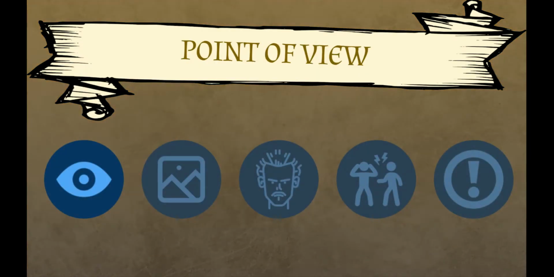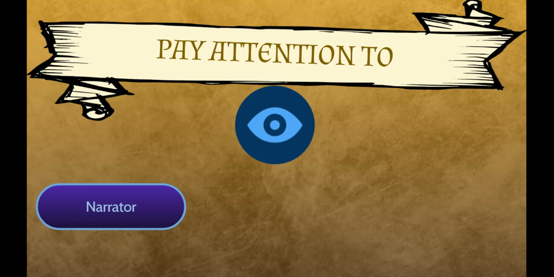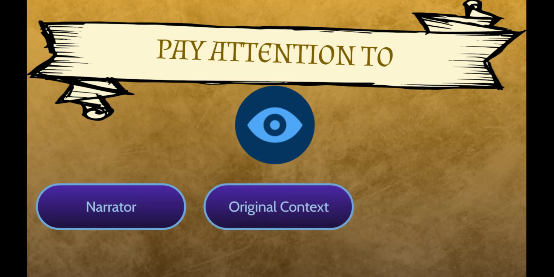So the first thing we're going to look at is point of view. Point of view is simply the perspective from which the story is told. Now we've got things like first person and third person narration, but there are other aspects of point of view too. Things we want to pay attention to: we want to look at the narrator. Who is the narrator? Is it first person, third person, anything like that? We also want to look sometimes at the original context, the author who wrote this, and the context it's being written out of. That gives us some perspective on why the author might have written it to begin with.